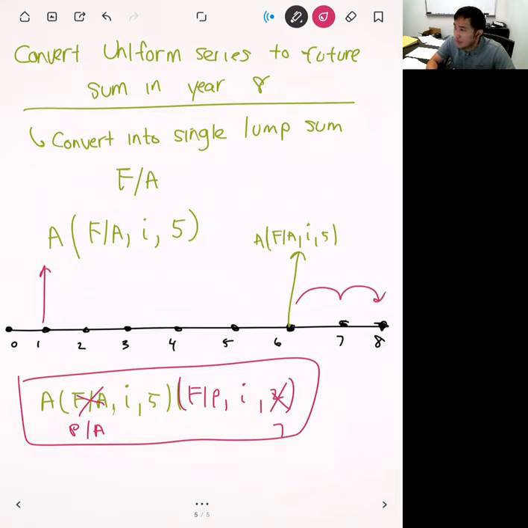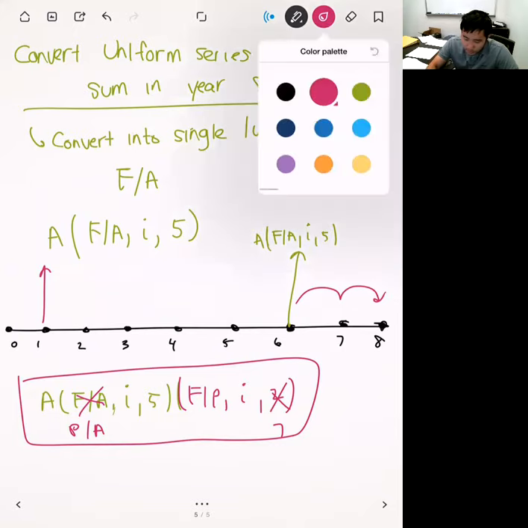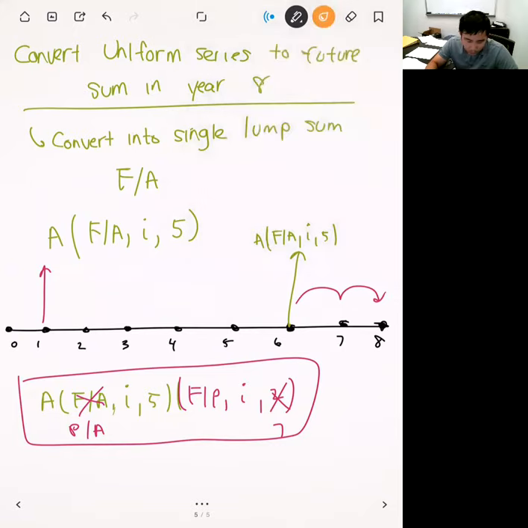The only thing is, just make sure you're staying organized. Make sure you get the right number of years for whichever one you're going with, and make sure you draw the cash flow diagram if you're not sure, because that can really help you to organize your work. And so that's the uniform series. So let's do the arithmetic gradient, and we'll do it really quickly.